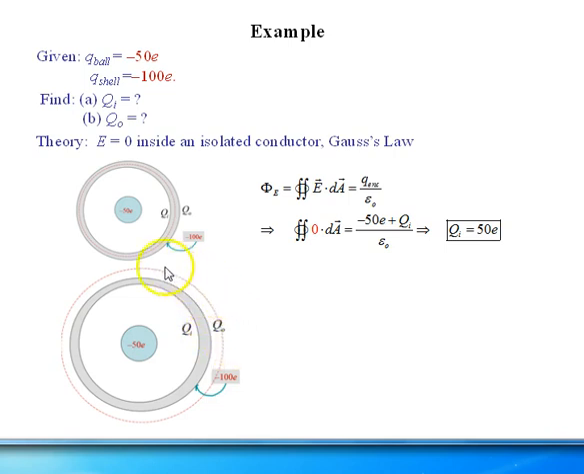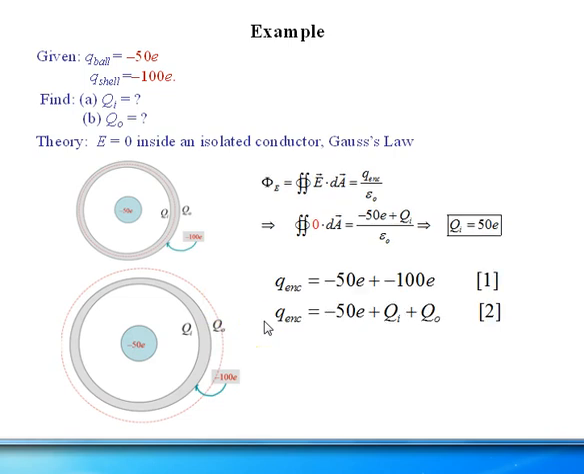We can put our Gaussian surface then outside, and now we're enclosing a ball. We're enclosing the inner surface, and we're enclosing the charge on the outer surface. So we know the charge on the inner surface, and we know the charge on the ball. We also know that this shell has an excess of 100 electrons. So we can write two equations for that.